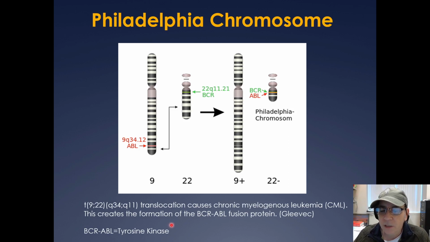Interestingly, this is now one of the most treatable cancers out there, because there's this great drug called Gleevec, which is a tyrosine kinase inhibitor that's very specific to the BCR-ABL fusion protein. So it used to be one of the most deadly cancers, and then someone discovered Gleevec, which inhibits the BCR-ABL fusion protein.